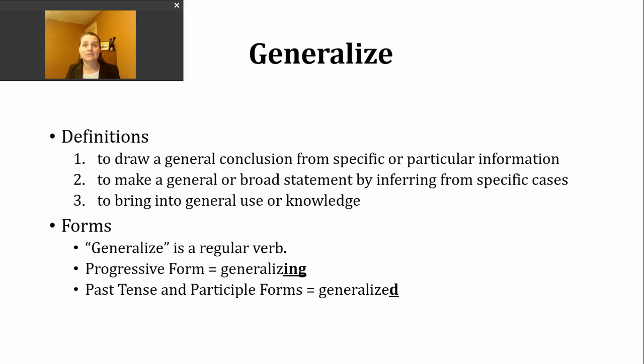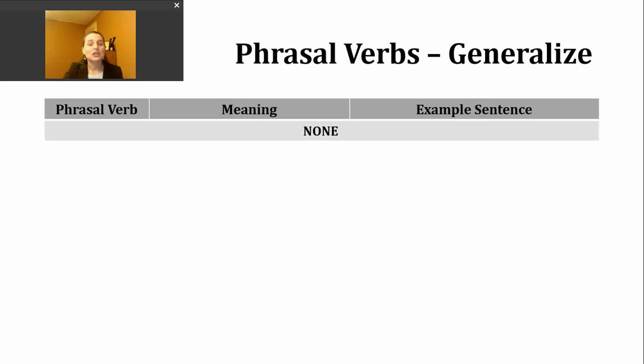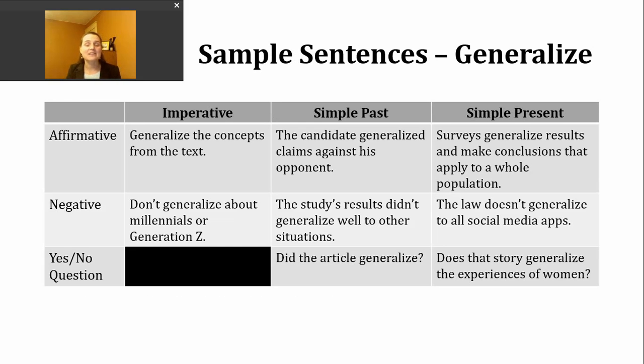The base verb, generalize, is making this voiced Z sound. So our past tense ending is just going to make a D sound. Generalized, generalized. You'll be happy to know I don't have any additional meanings with phrasal verbs. That's going to allow us to practice making some sentences in some different verb tenses.